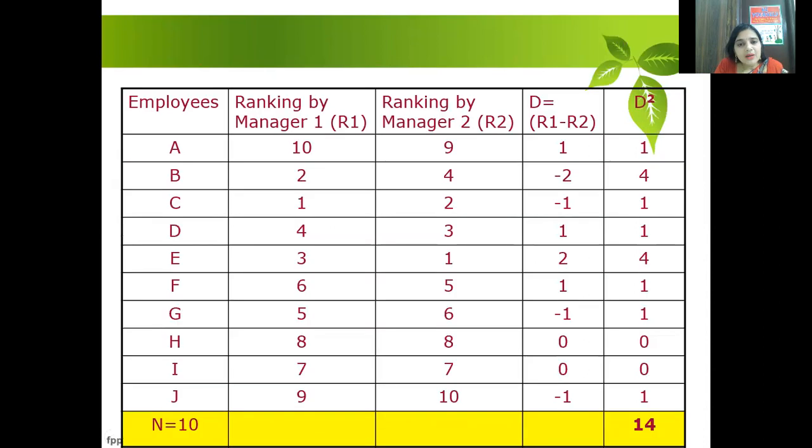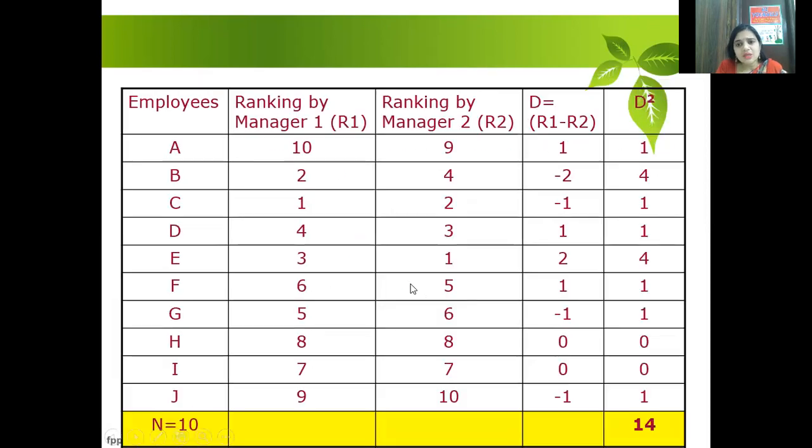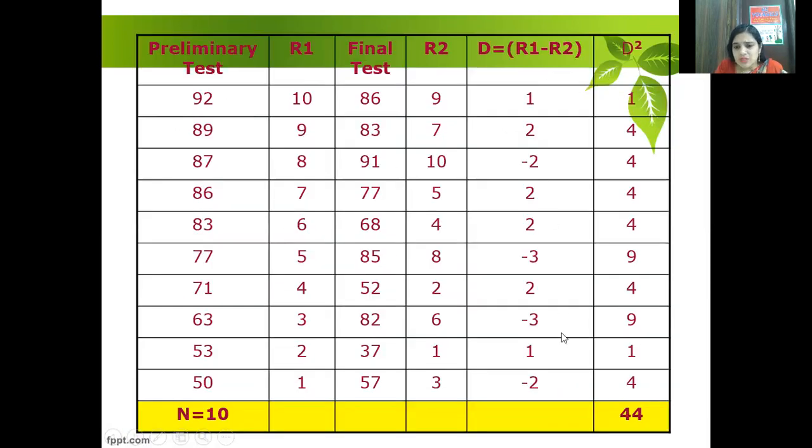Again, going back to the same formula, you can put the values here. 6 into 44 divided by 10 into 10 square minus 1, right? So the value is somewhere between, moderately correlated, right? You can see it with the help of this as well. You can see that there are differences of 1, 2, and up to 3, right? So it is not exactly highly correlated, but it is correlated. So we can put it as a moderate correlation.